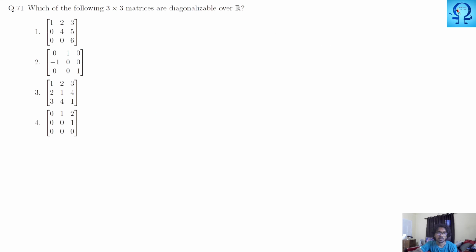Moving to the next question. Here we have a set of matrices and they are asking which of the following are diagonalizable. In order to check whether a matrix is diagonalizable or not, what are the techniques that are available to us? If the minimal polynomial of any matrix consists of linear factors, then the matrix is diagonalizable. This is one thing. And if the algebraic multiplicity of any eigenvalue is the same as the geometric multiplicity, then the matrix is diagonalizable. These two are the ideas that we have.